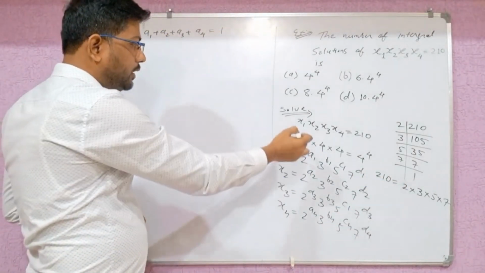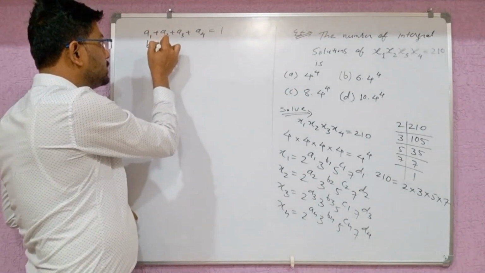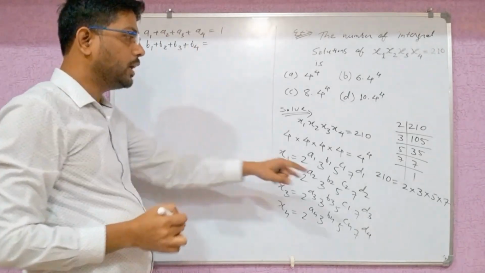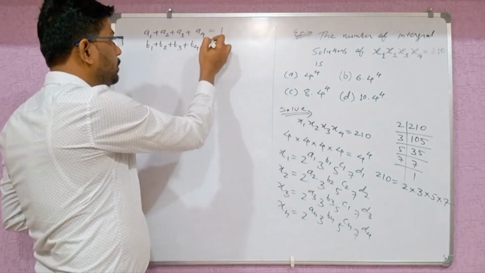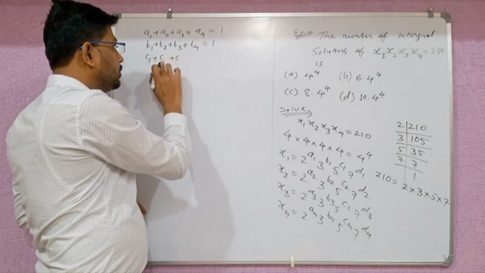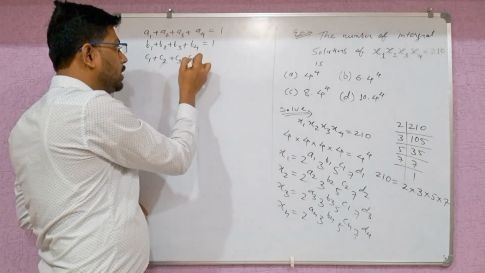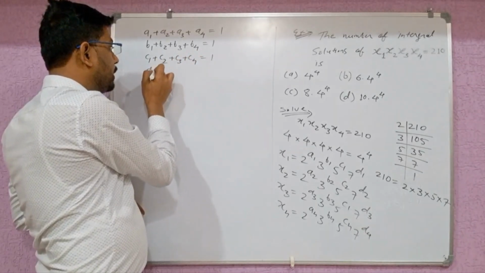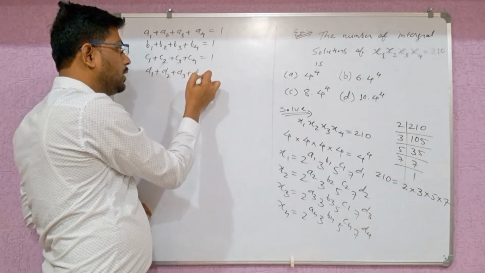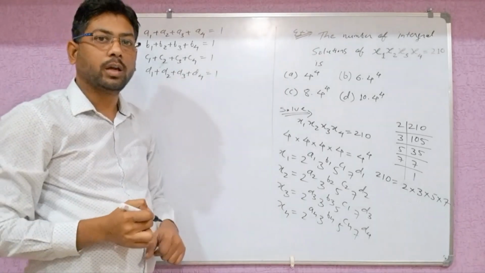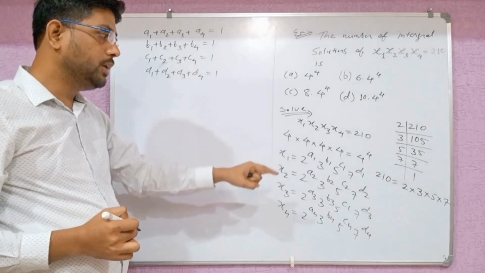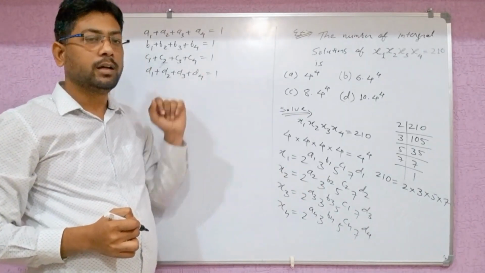Now if I compare the power of 3, that will be b1 plus b2 plus b3 plus b4 is equal to, in the right hand side the power of 3 is 1. So this will be 1. In the same way, comparing the power of 5, c1 plus c2 plus c3 plus c4 will be equal to 1. And by comparing the power of 7, d1 plus d2 plus d3 plus d4 will be equal to 1. Okay, so these 4 equations I got by comparing the powers of 2, 3, 5 and 7 respectively in the left hand side and right hand side.